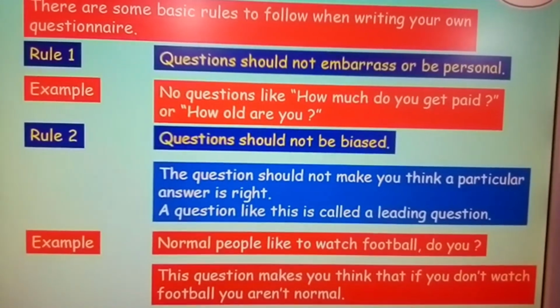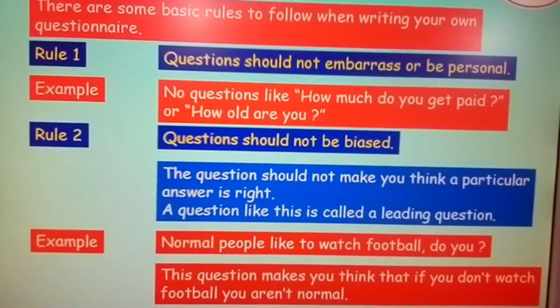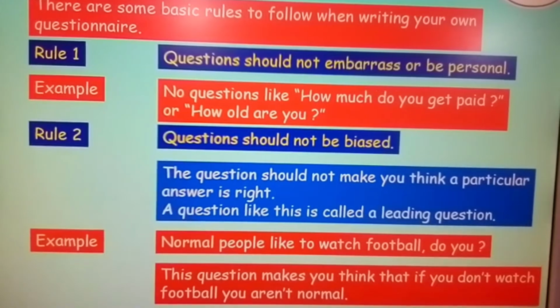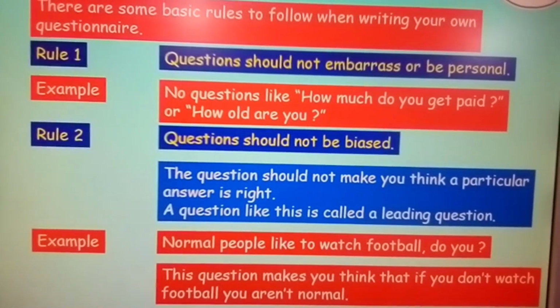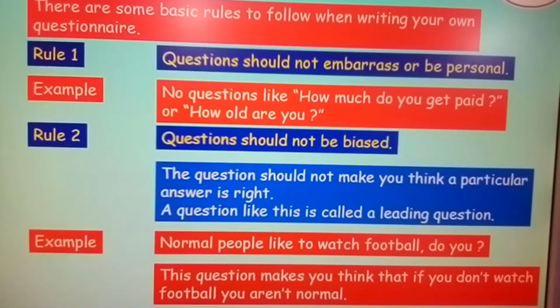Okay. Example. Normal people like to watch football. Do you? This question makes you think that if you don't watch football, you aren't normal. And that is a negative view to give individuals. That would not be correct or appropriate.